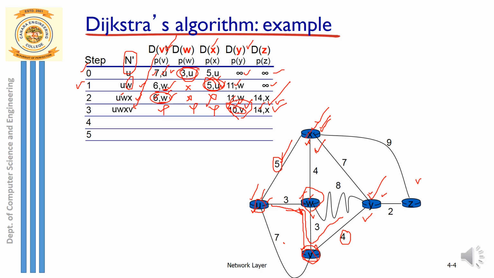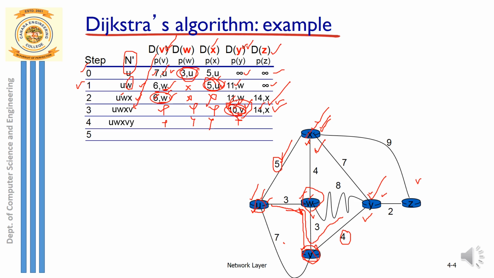So again, out of this, which is the shortest? 10, v is shortest. So which node do I have to add into the list? It is the node y that I have to add into the list. So in my step 4, you can see u, w, x, y, and finally the y node also is added to the list. And now you can see till here all my shortest path calculation is done, and the only thing that is left out is the node z.